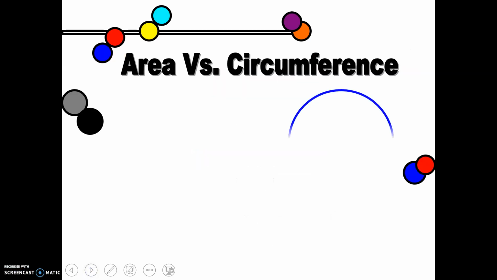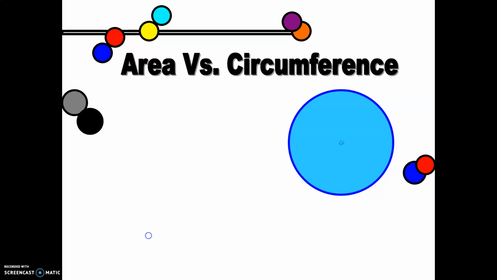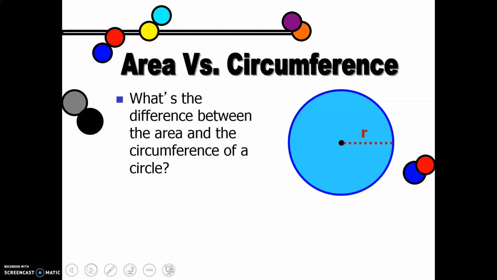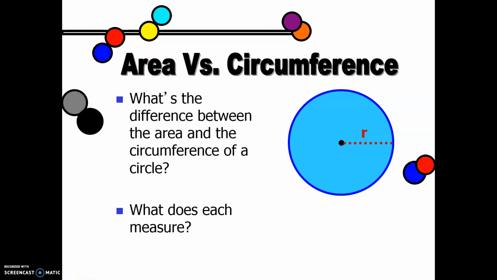Now, before we begin, I wanted to talk a little bit about the difference between area and circumference. In this animation that I have here, notice we have an outer blue ring, and inside I'm going to fill or color it with that light blue. So my question here is, what is the difference between area and circumference, and what does each measure?